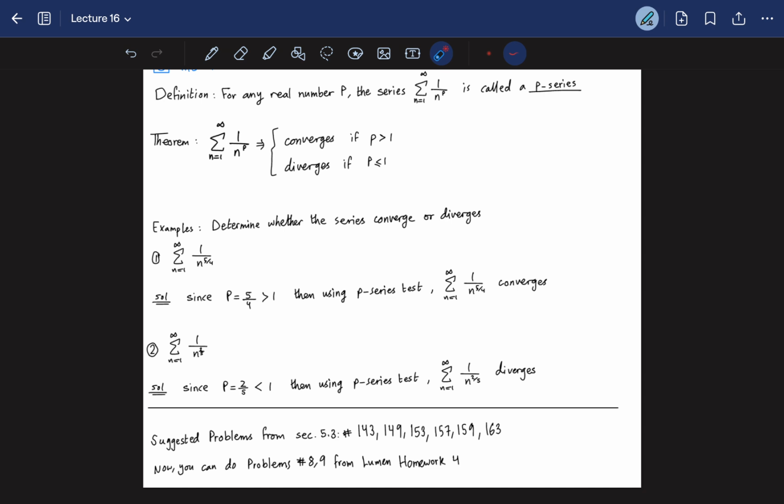All of these tests have long proofs in the book. If you're interested, you can read them through. If you have any questions about these proofs, just email me and we can talk about it. But for now, you can do these problems for extra practice. And if you go to Lumen Homework 4, you can do these problems too. And good luck with everything.